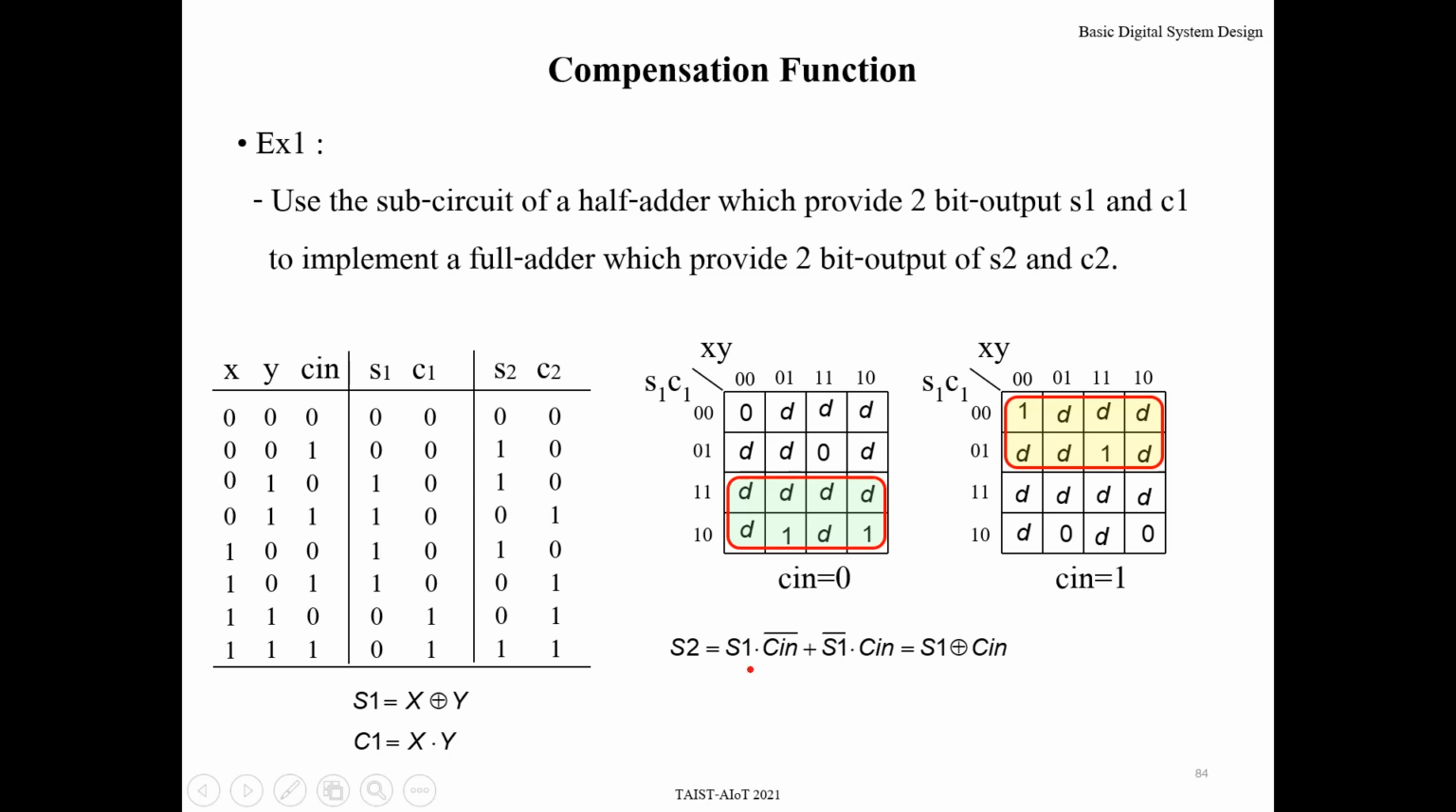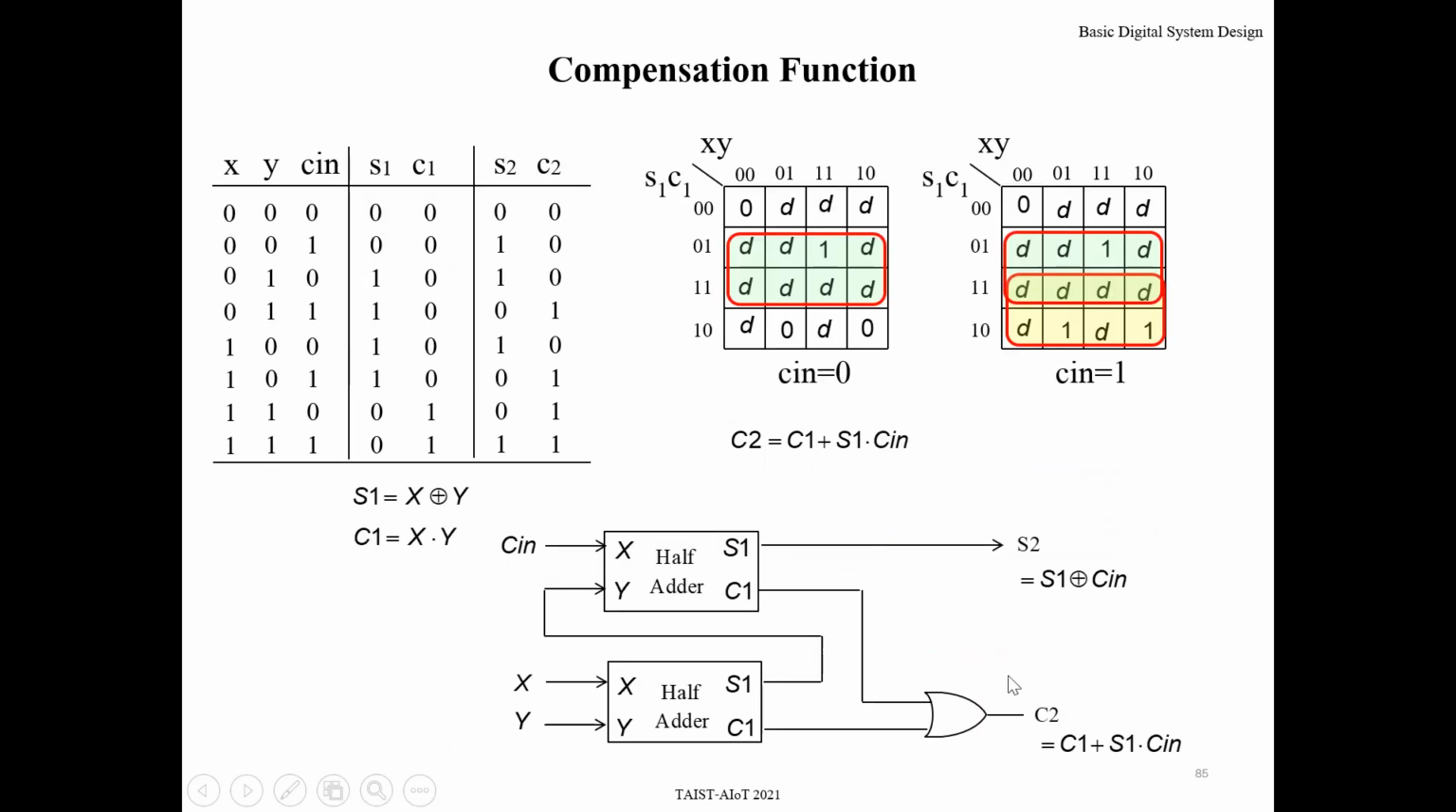Because this term will be 1 when S1 is 1, carry in is 0, or S1 is 0, carry in is 1. Okay, it is an XOR function. Similarly, for D2, you just create a K-map and then select this term, and this term.